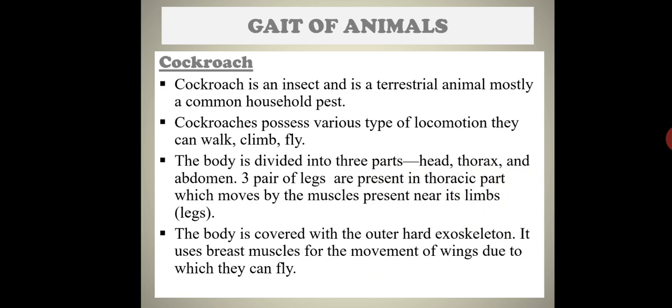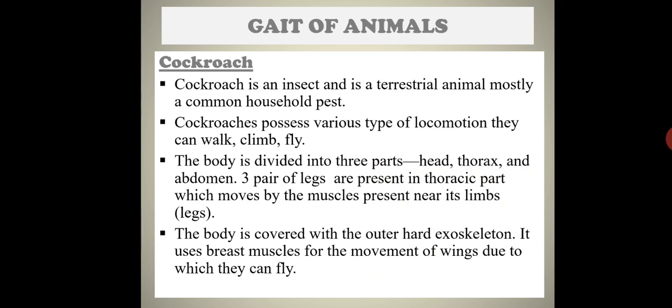Next is the cockroach. We are familiar with the cockroach. Most of our homes have these cockroaches. We can see here they can walk, they can fly, and so on. The cockroach is an insect and is usually found in households. It is a common household pest. Cockroaches can walk, they can climb, and they can fly. The body is divided into three parts: the head, the thorax, and the abdomen.